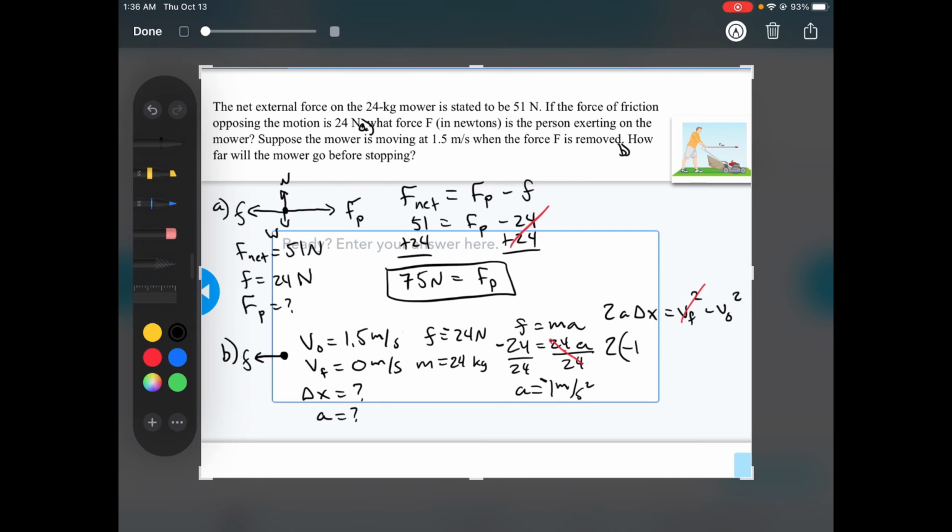So it's a negative 1 here, delta x equal to negative times 1.5 squared. So that's negative 2 delta x equal to negative 1.5 squared is 2.25. We're going to divide by negative 2 on both sides. That will cancel out our negatives, which is what we needed to have happen. And our displacement comes out to be 1.125 meters. That's how far that mower is going to continue after he lets go.